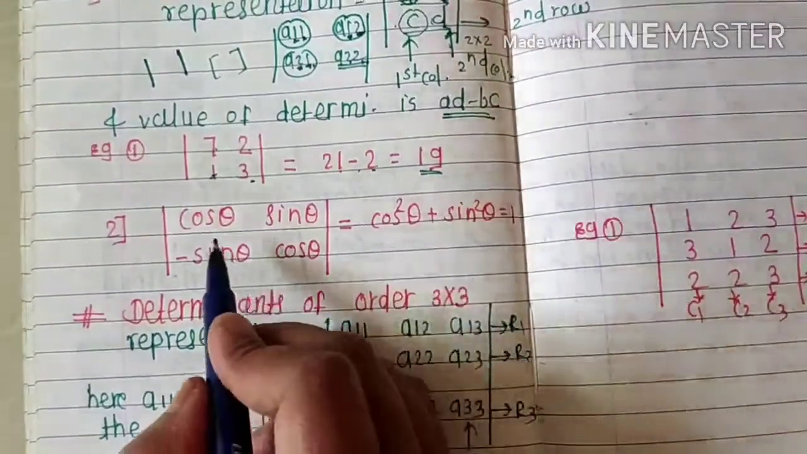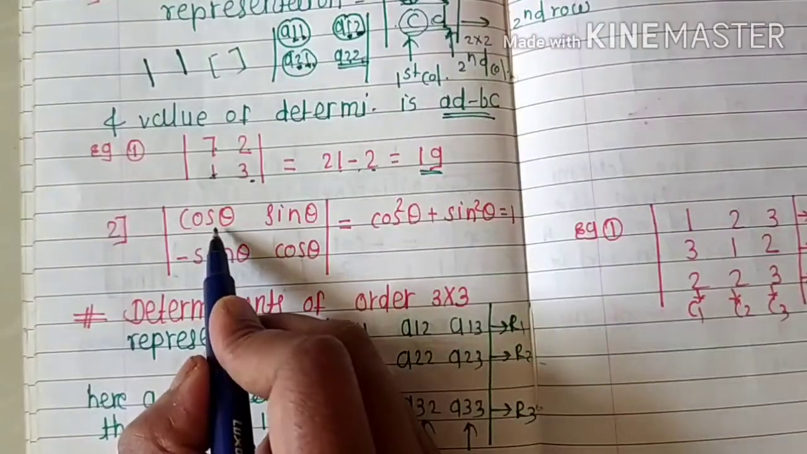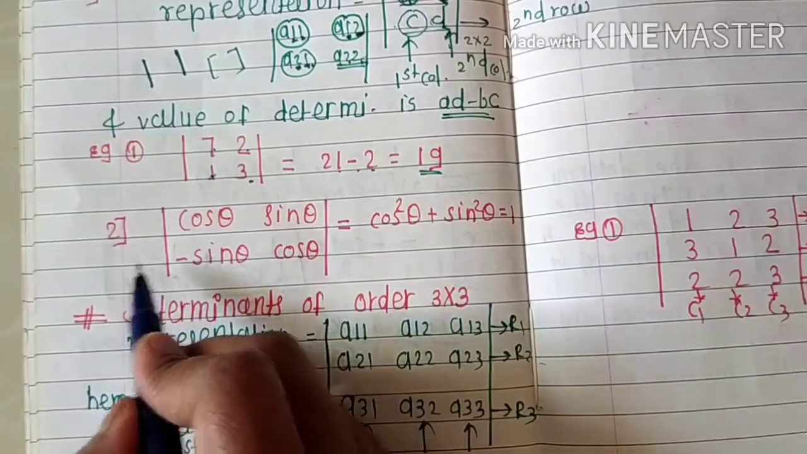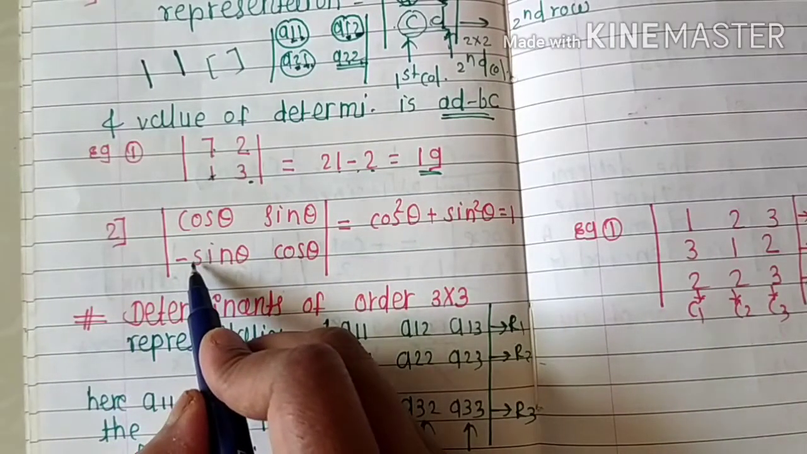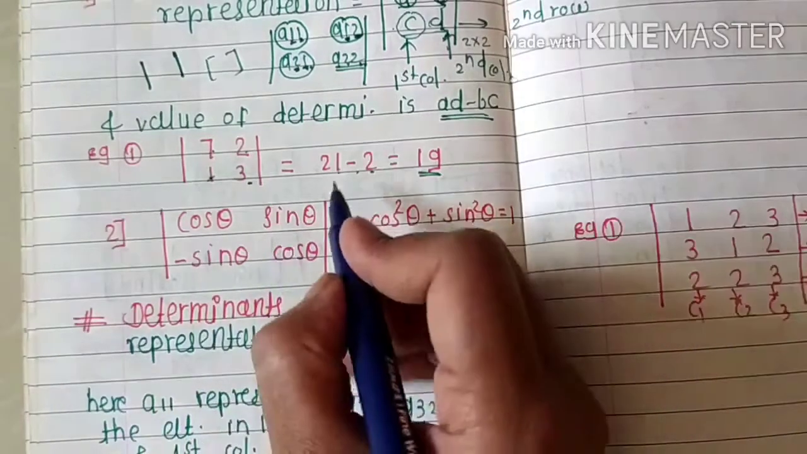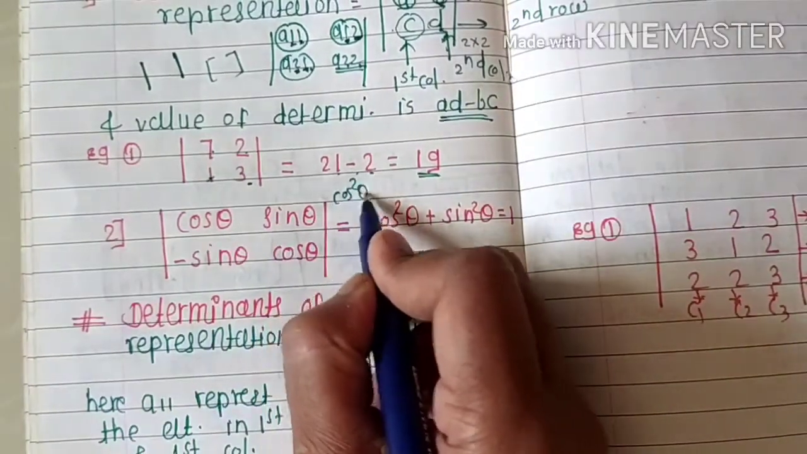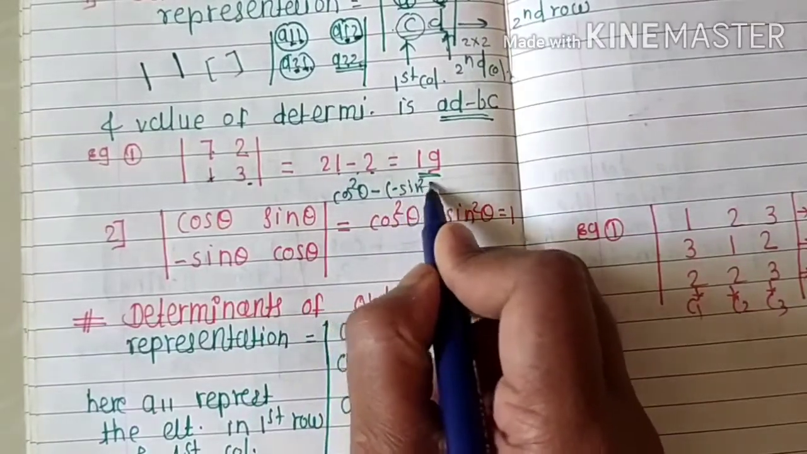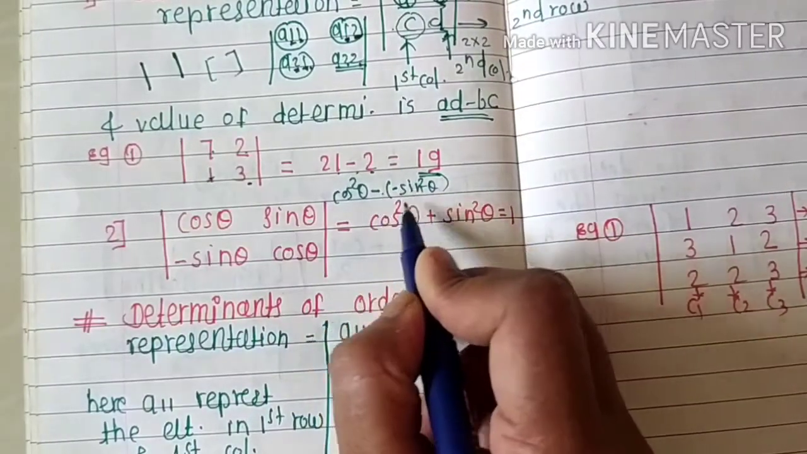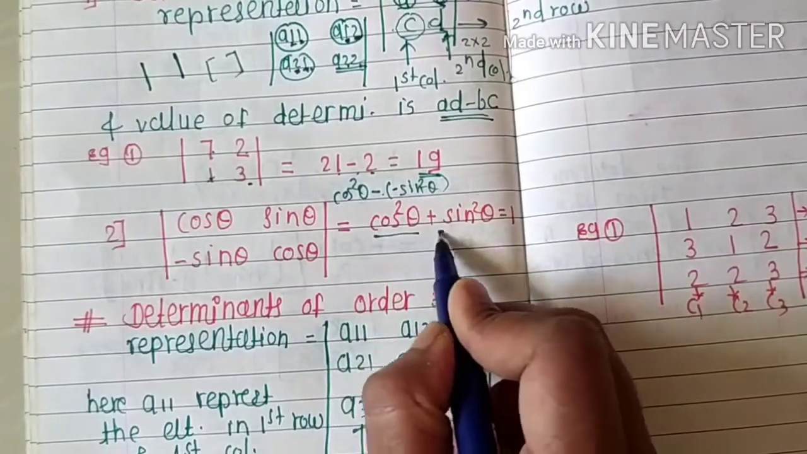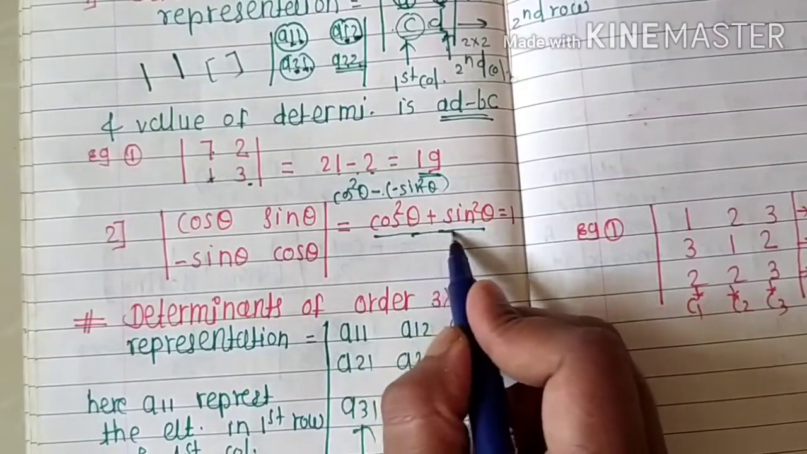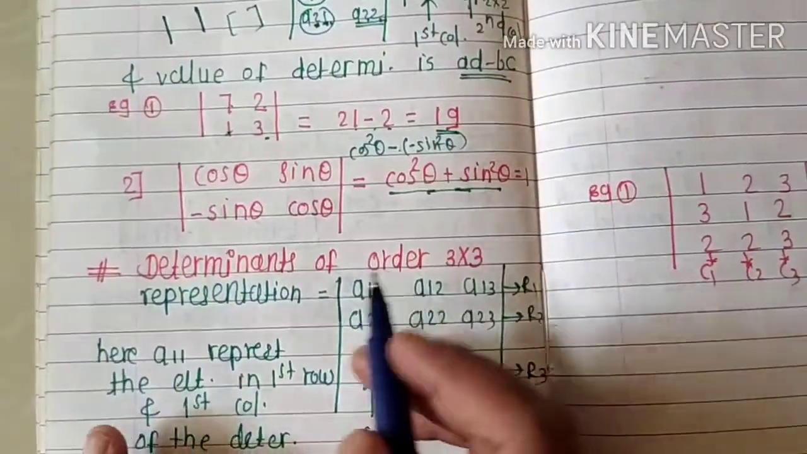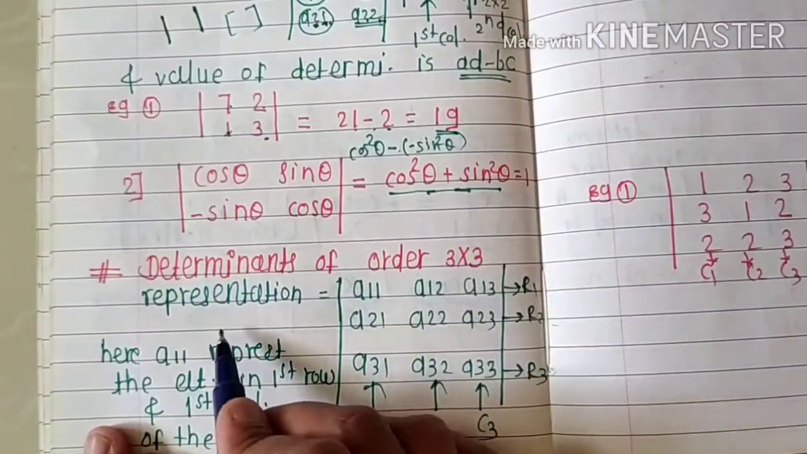Here is another 2 by 2 determinant. If we solve this, cos theta into cos theta is cos square theta, the middle is a minus sign, then minus into minus sin theta into sin theta, meaning cos square theta minus, minus sin theta into sin theta, meaning minus sin square theta. This minus and this minus make a plus. What do we get? Cos square theta plus sin square theta, and the standard value of cos square theta plus sin square theta is 1.